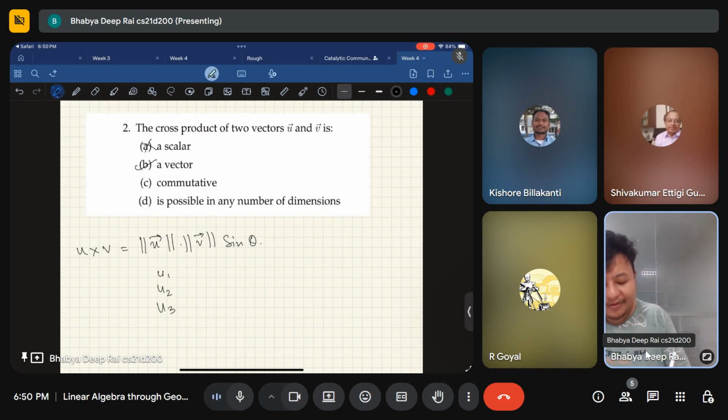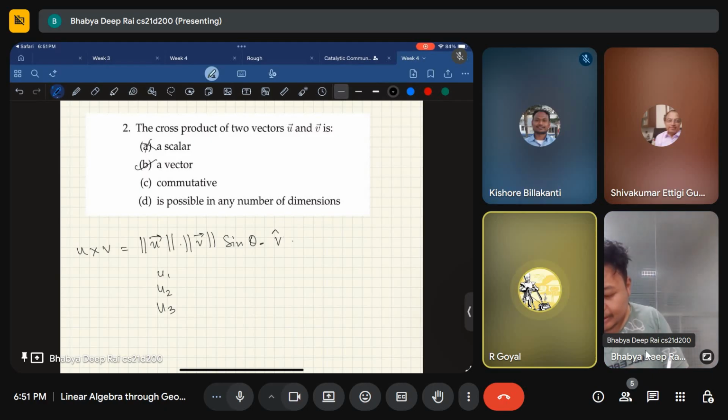By the way, I forgot that there should be some kind of normal vector here. Otherwise, it will be a scalar. And this vector V as a row vector V1, V2 and V3, and now you take the product as we do in the normal way.